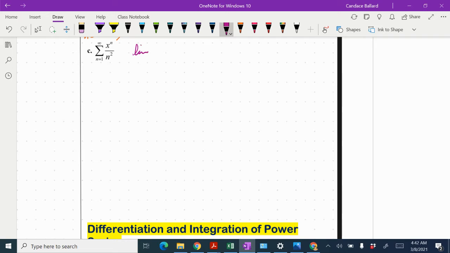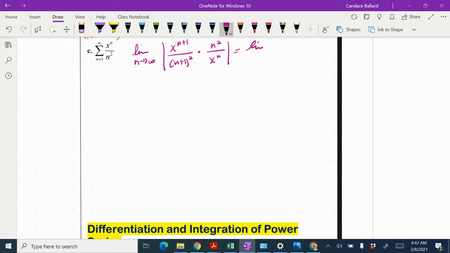So I'm going to look at the limit as n approaches infinity. I'm going to substitute in the n plus 1 anytime I see an n. So x to the n plus 1 over n plus 1 squared. And I'm going to divide by the original, or multiply by its reciprocal.